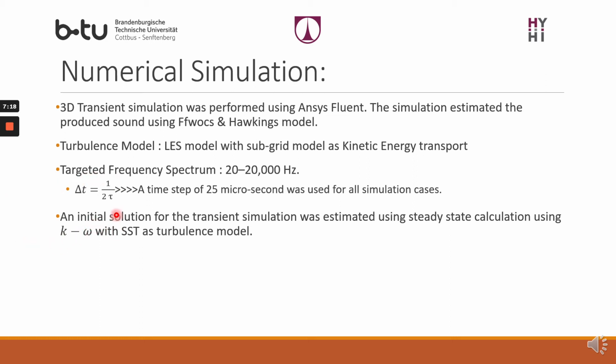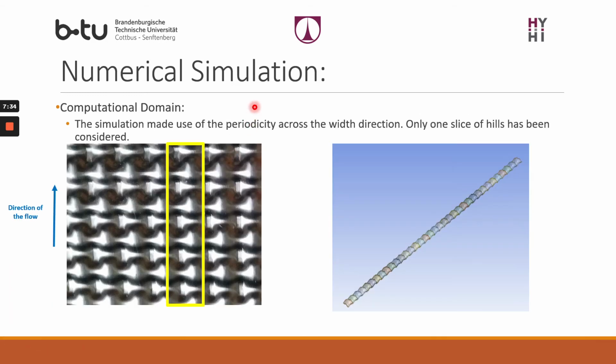Regarding the initialization of this simulation, it was initialized using data obtained from a steady-state calculation performed using a k-omega turbulence model with SST. Thanks to the periodicity of the flow across the width direction, it was possible to minimize the computational domain by only considering one slice of hills. Therefore, the sheet considered in the simulation looked like what is shown in this figure, and by doing so, it was possible to minimize the computational power significantly.